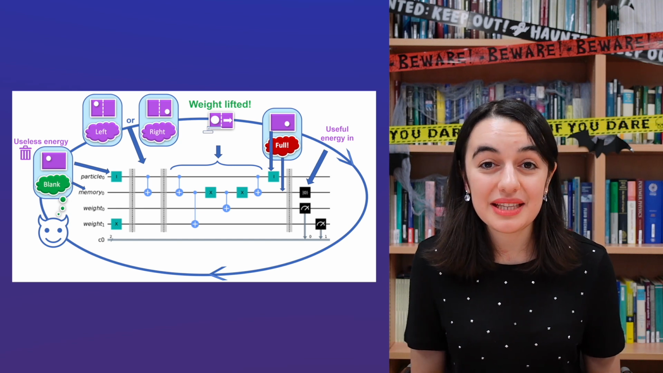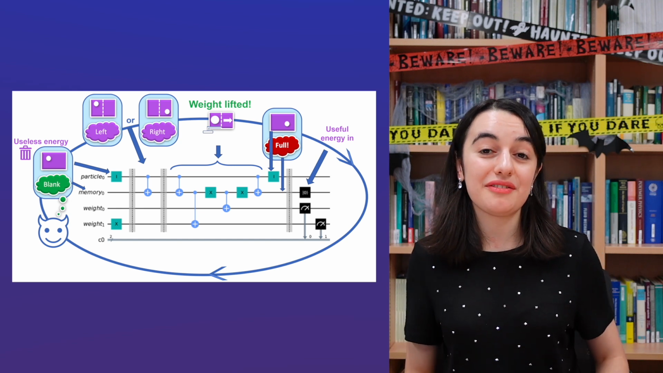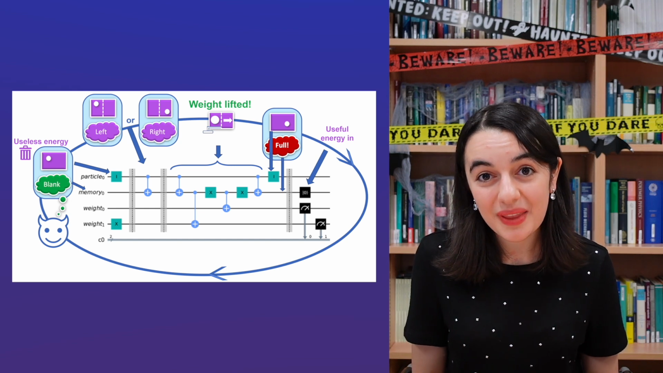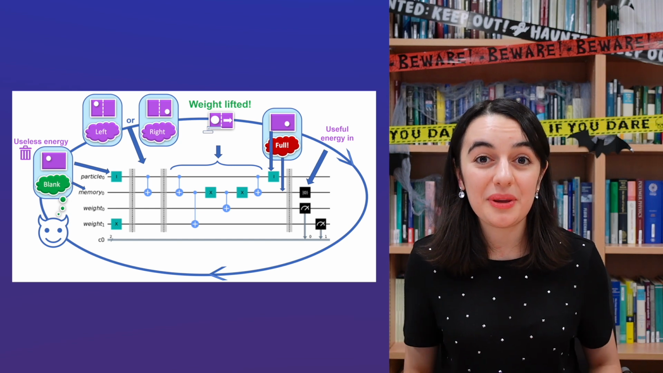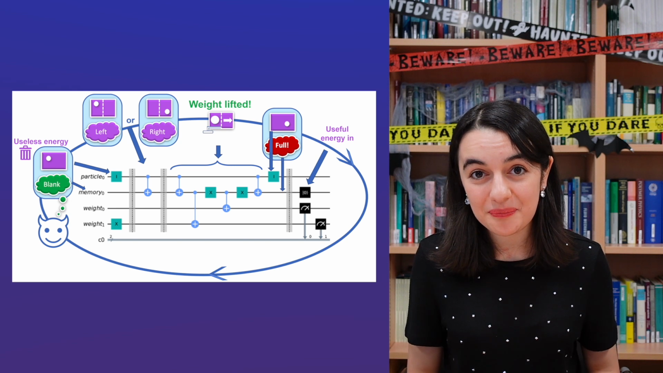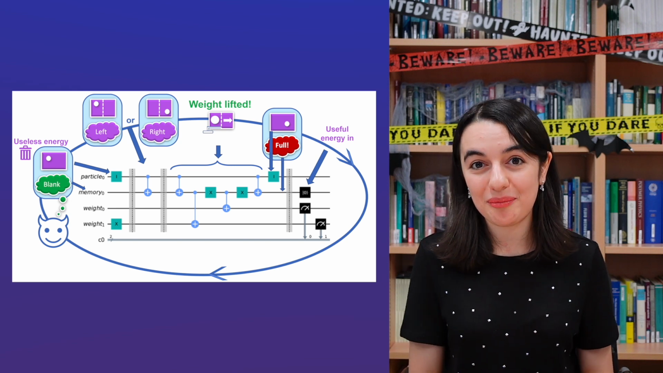The power that the demon gained by measuring information about a qubit state is balanced by the entropy increase of the environment needed to erase the demon's memory.